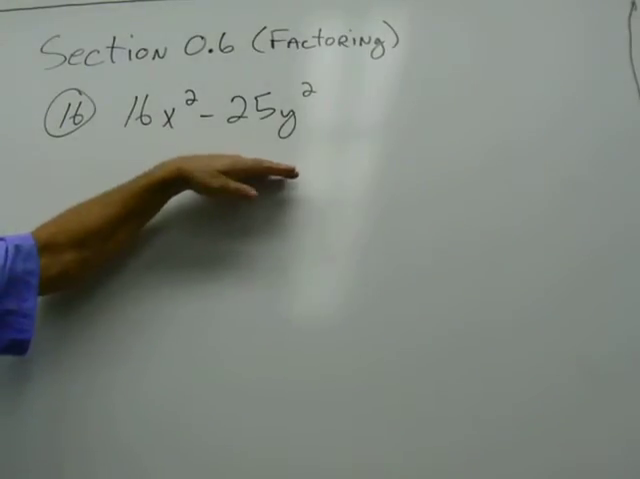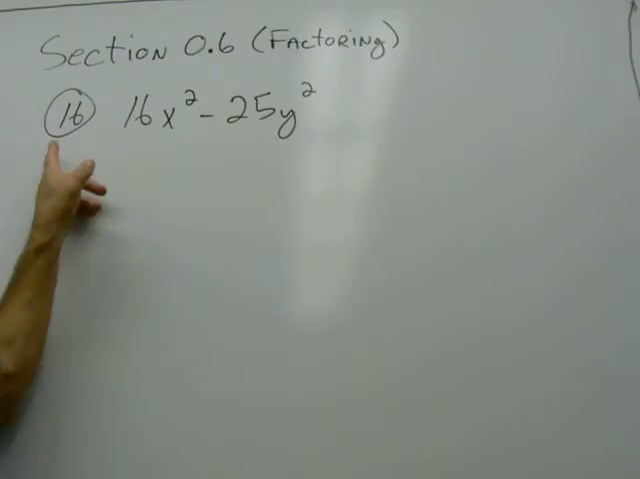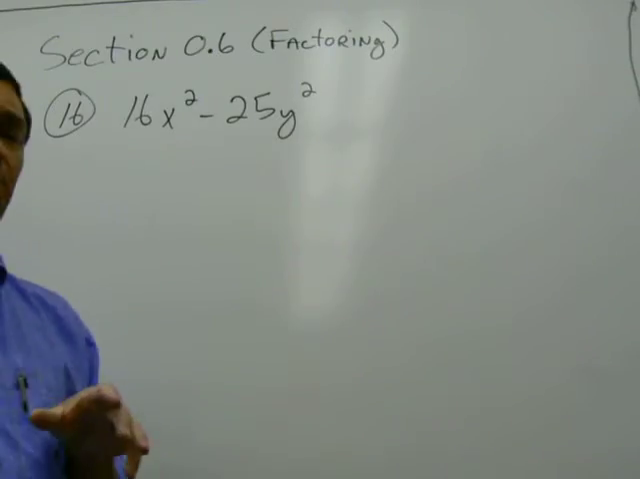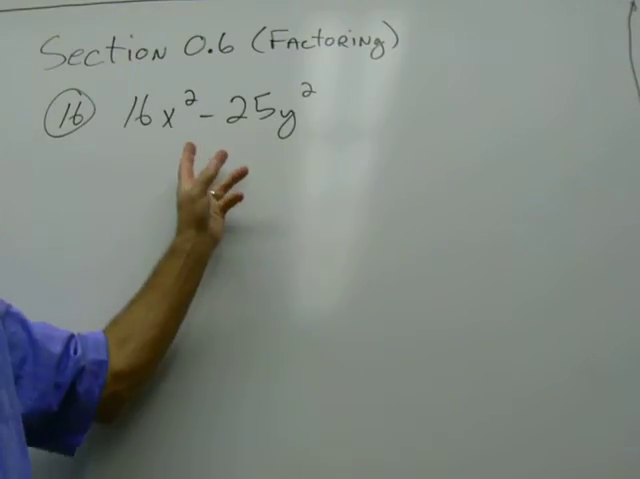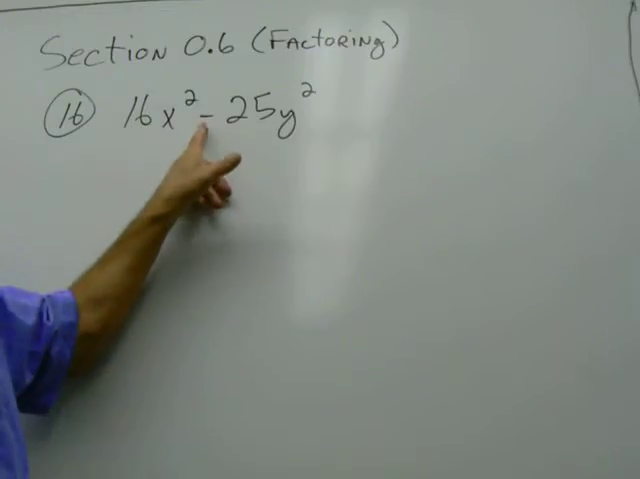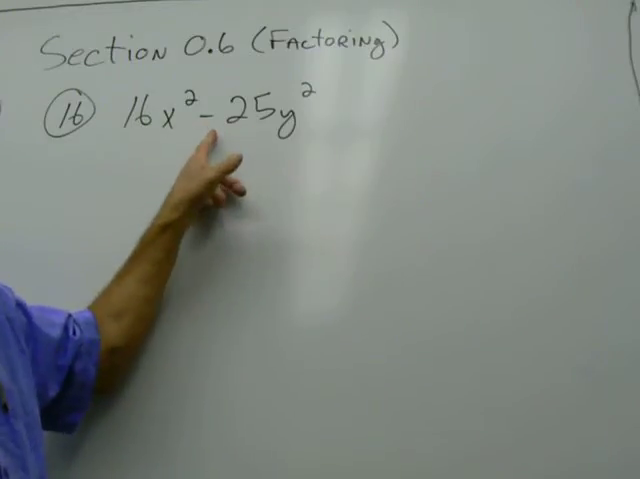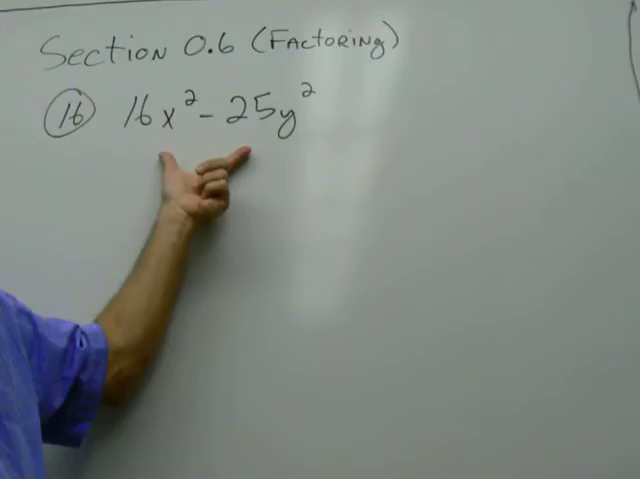We're still on section 0.6, factoring. We're going to work problem 16. Now, on problem 16, you see two terms. You see that it's one term minus another. It's called the difference of two terms, or a binomial difference.